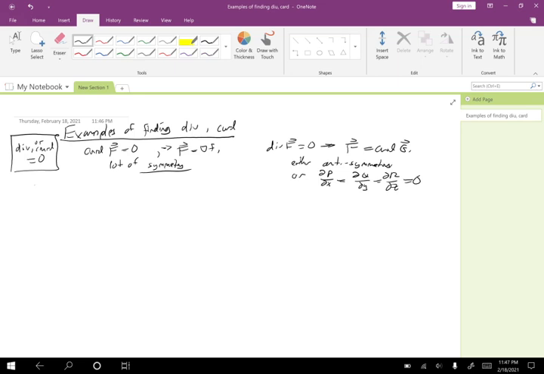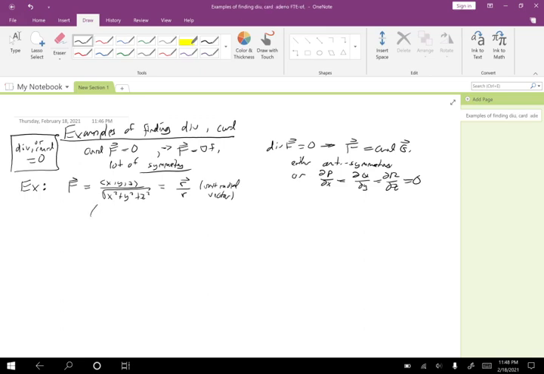So let's consider some examples of this. I think the example of x, y, z divided by the square root of this vector's length is one of the most fundamental examples you should be aware of, because this example occurs in many places. So this is really just the unit radial vector. And so what we should do now is compute the divergence and the curl for each case.